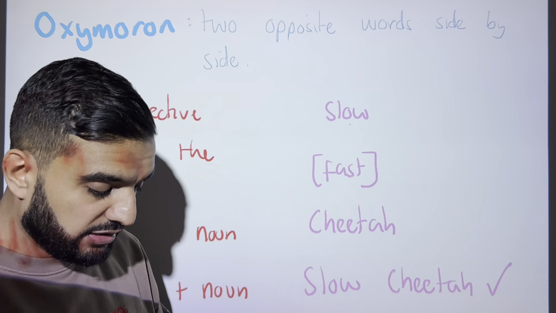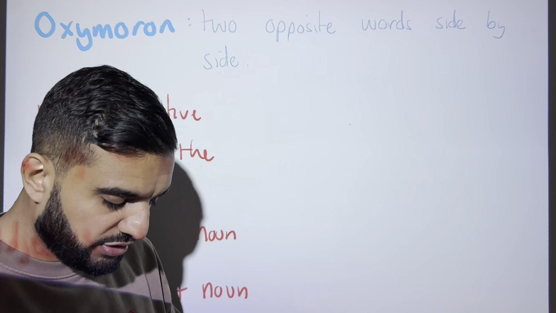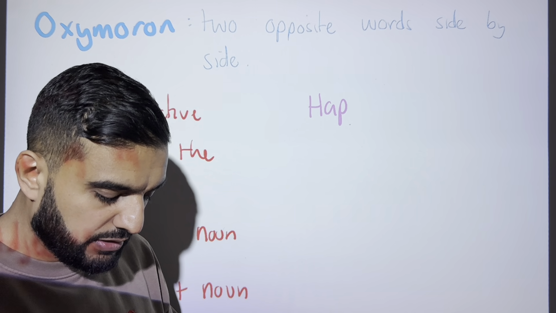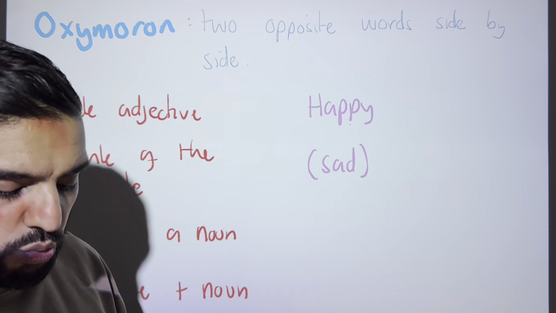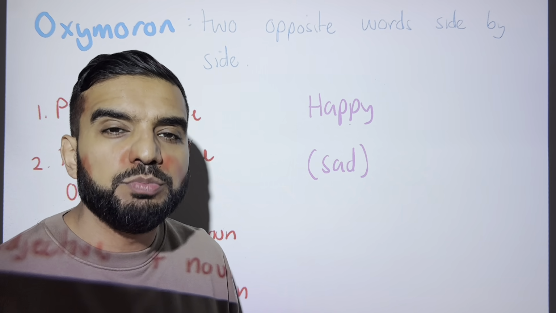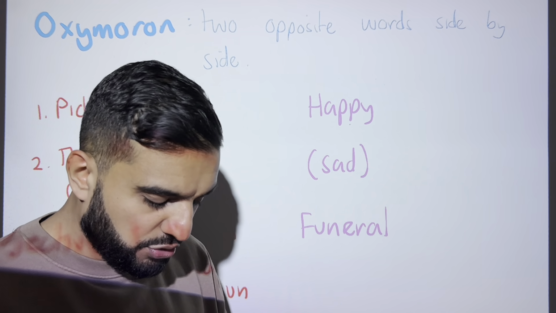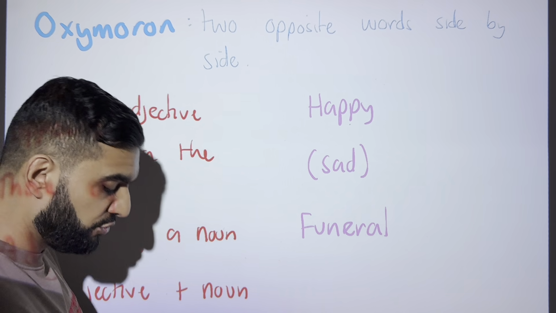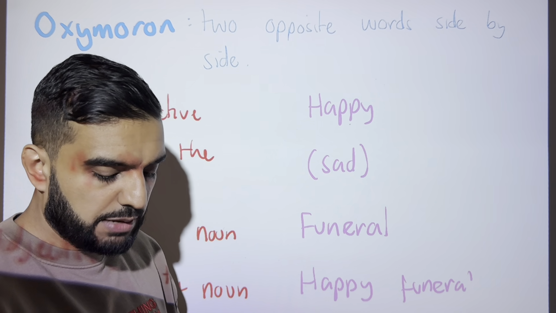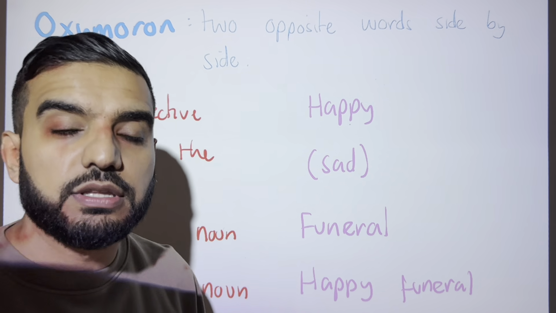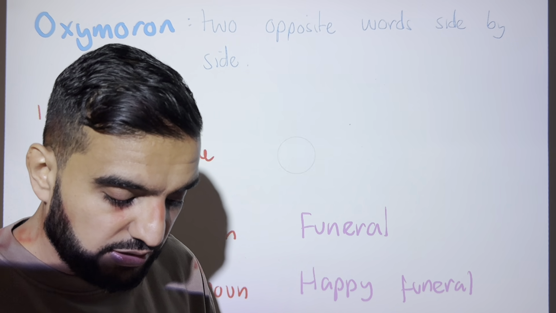Let's try it again. Let's try the same method again. Let's think of the adjective, guys. Happy. What's the opposite of happy? Sad. What is the noun? What is the name of something that is supposed to be really, really sad? How about a funeral? And then you put the adjective and the noun together, and what do you get? You get an oxymoron, the happy funeral. And there you have it, guys.